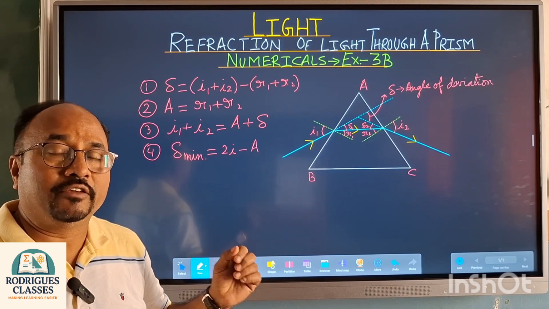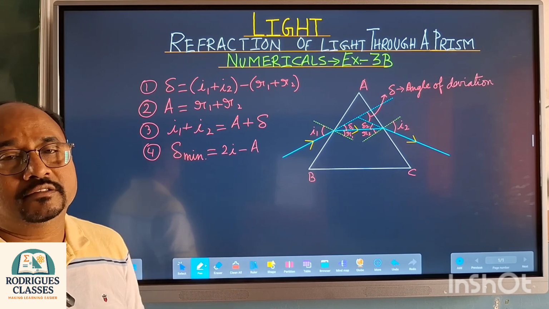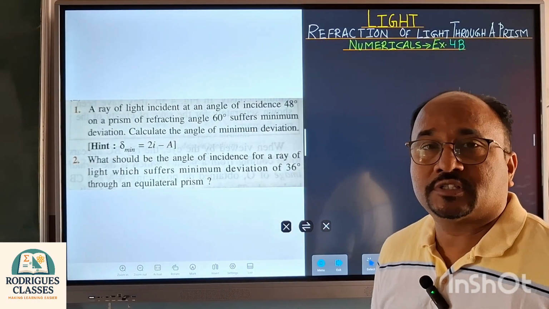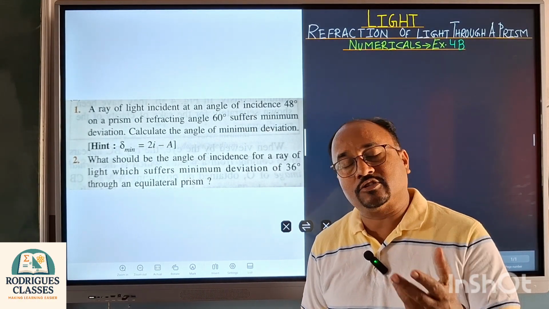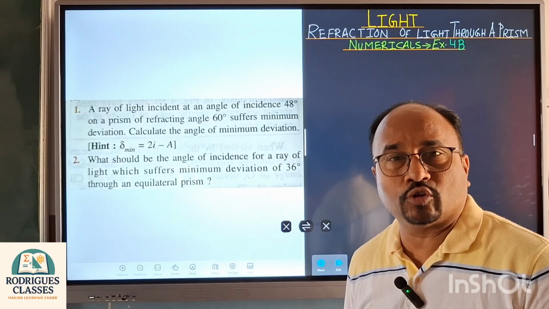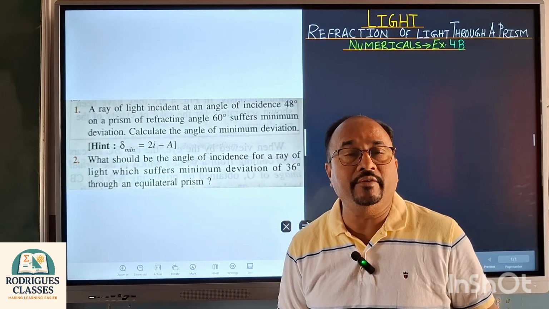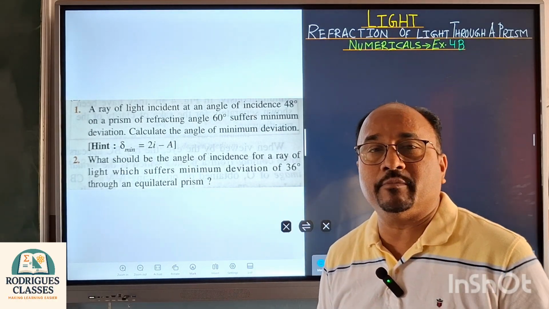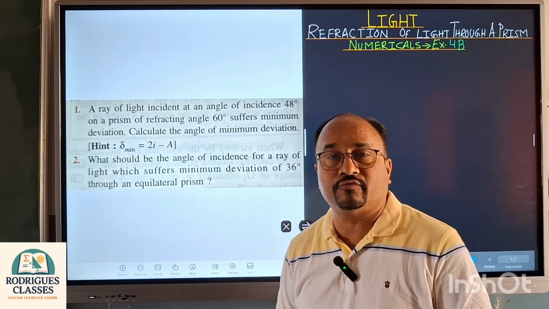We have very few numericals here. Let us take a look at them. Let us begin with the numericals of this exercise 4b, which has only two numericals, and both of them are based on that same formula of angle of minimum deviation. Let us begin with the first one.